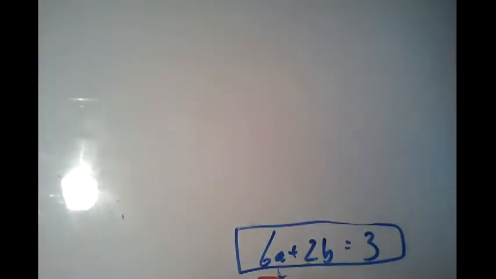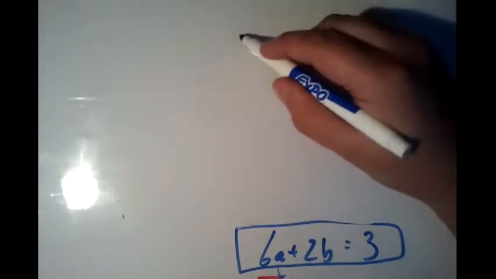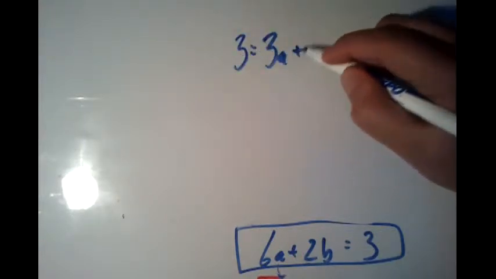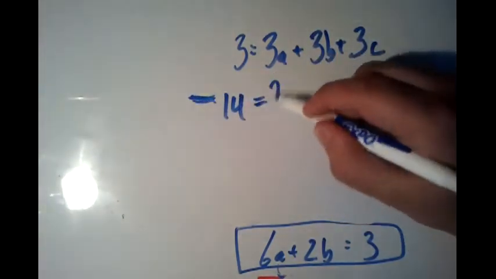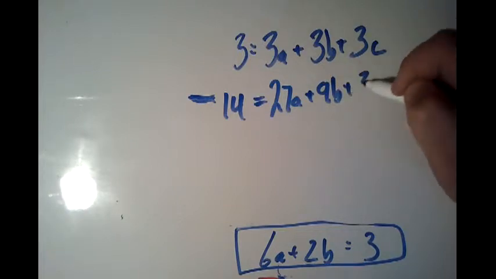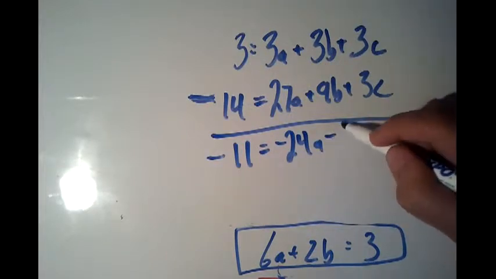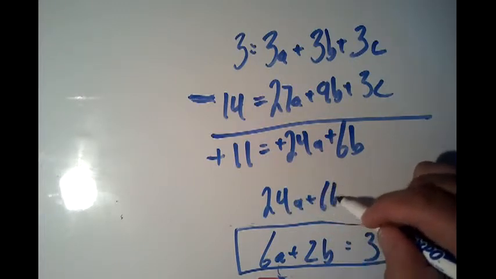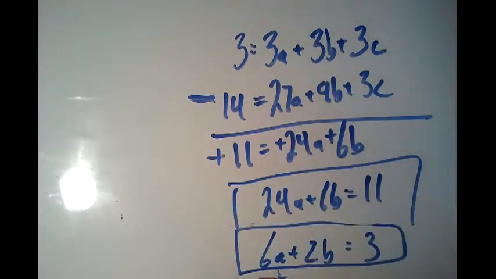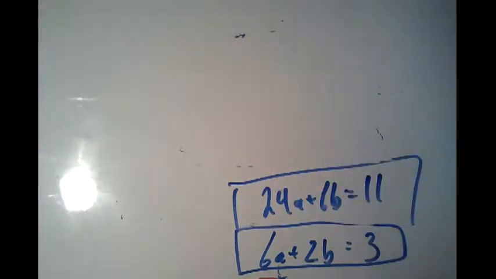That's our first equation. Now we can use the first equation and the last equation. If we multiply the first equation by 3, we get 3 equals 3a plus 3b plus 3c, and we subtract it from the last equation, 14 equals 27a plus 9b plus 3c. Then we get negative 11 equals negative 24a minus 6b, and c is eliminated. So we can make this positive, and we get 24a plus 6b equals 11. Now we've taken our three variables, three equations, and reduced it to two variables, two equations. So now we can solve.